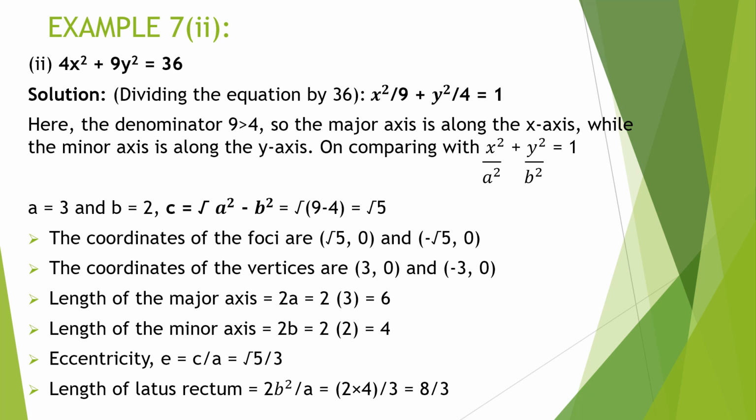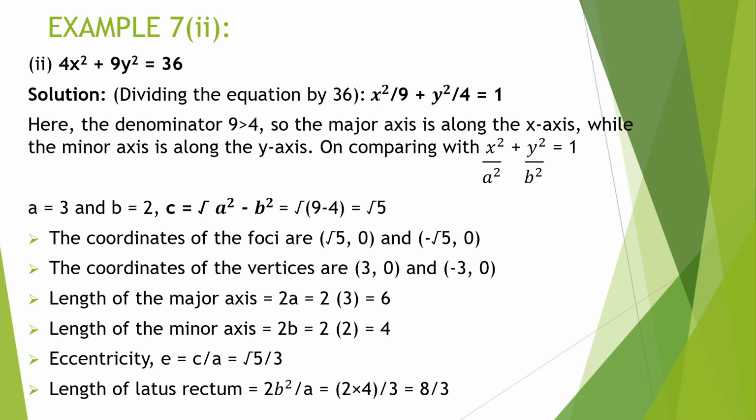Second example, 4x square plus 9y square is equal to 36. Since we want the standard form, the right hand side should be equal to 1. So we divide the whole equation by 36. So it is x square by 9 plus y square by 4 equal to 1. Since 9 is greater than 4, we know the x-axis is the major axis and so the minor axis is the y-axis. Comparing with the standard form x square upon a square plus y square upon b square equal to 1, a equal to 3, b equal to 2, c will be equal to root 5. So again, as I told you from the chart, the coordinates of the foci will be plus or minus c, 0, that means root 5, 0 or minus root 5, 0.